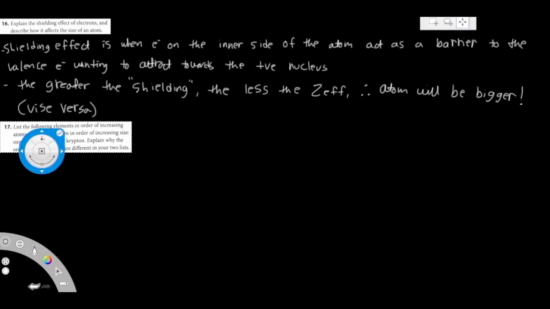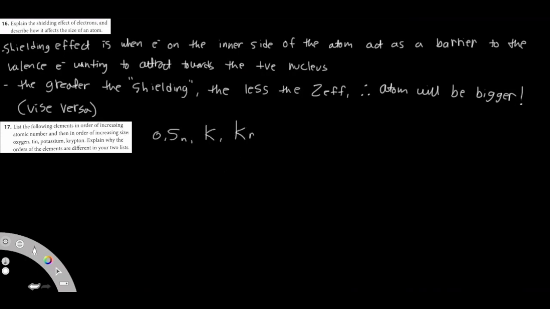Let's have another look at this question here. List the following elements in order of increasing atomic number and then in order of increasing size. So we have oxygen, we have tin, we have potassium, and we have krypton. Now, all of these have a particular atomic number. Okay, oxygen has an atomic number of 8. Sn has an atomic number of 50. Potassium has an atomic number of 19. And krypton has an atomic number of 36.